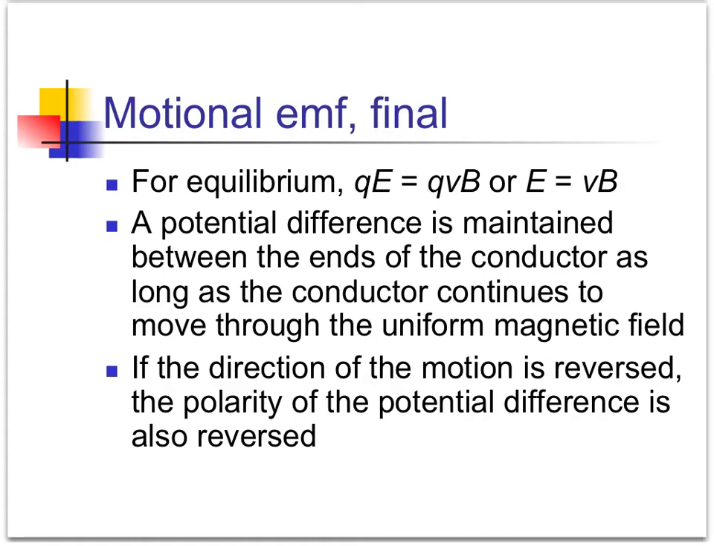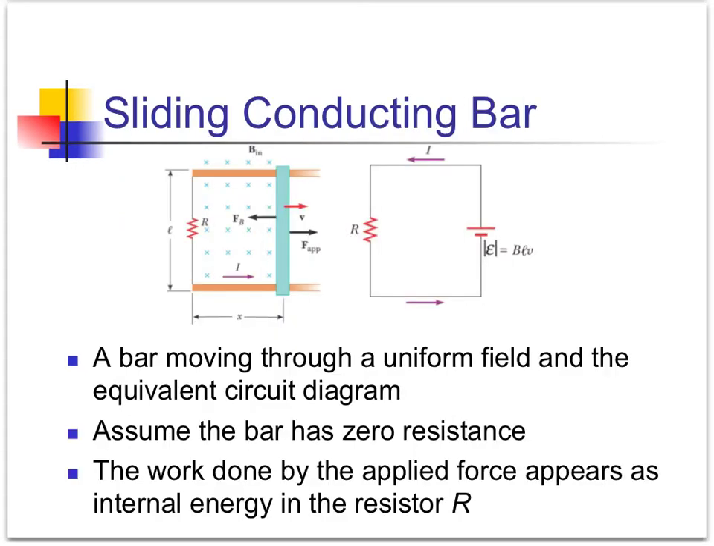So for example, I could have a sliding conducting bar in a uniform magnetic field. I can redraw this as a circuit where I have this resistor over here, and the sliding bar becomes an electromotive force just like a battery would be, and the magnitude of it is BLV. We're going to assume the bar has zero resistance. Therefore, the work done by the applied force that's causing this bar to move appears as internal energy in the resistor.